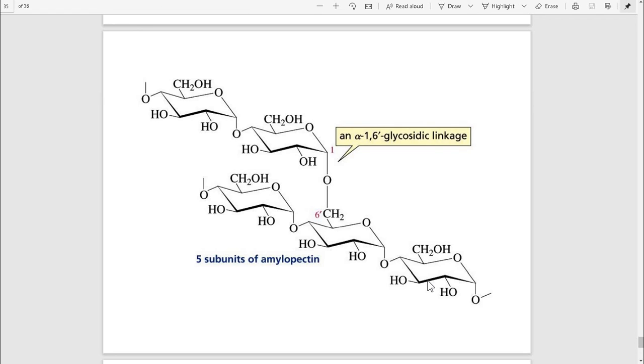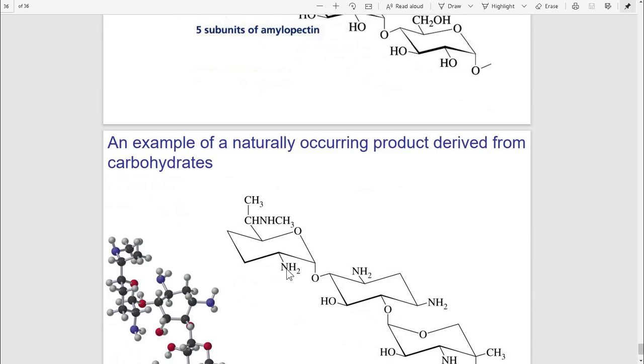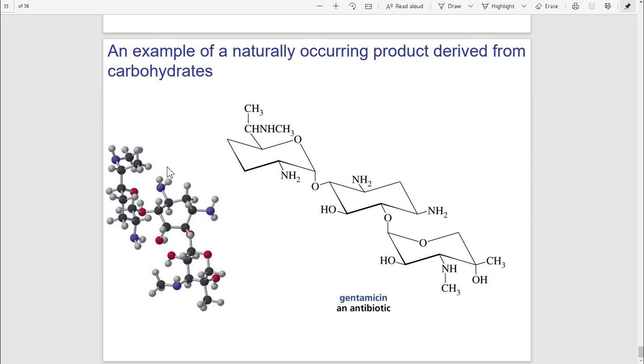Next is amylopectin. Amylopectin is another polysaccharide component of starch that has a branched structure. Okay, it is the structure of amylopectin, but it has a branched structure. It is not a single chain structure. It has an alpha 1,6-glycoside linkage here. Five subunits of amylopectin are shown.